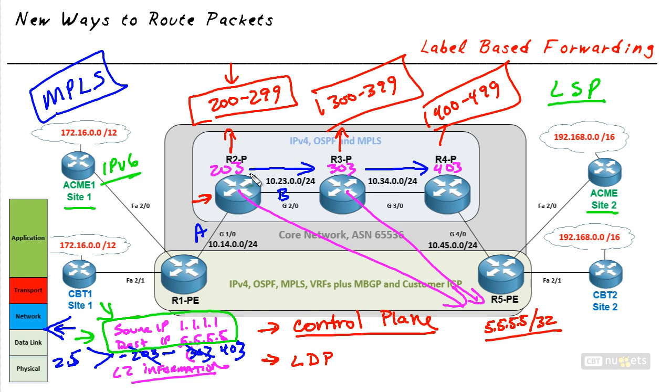Also, because we're doing forwarding based on labels, we can start to leverage those labels in creative ways for things like traffic engineering and quality of service and other really cool features that customers are going to need for their connectivity between Site 1 and Site 2, or for example, between Site 1 and the internet.